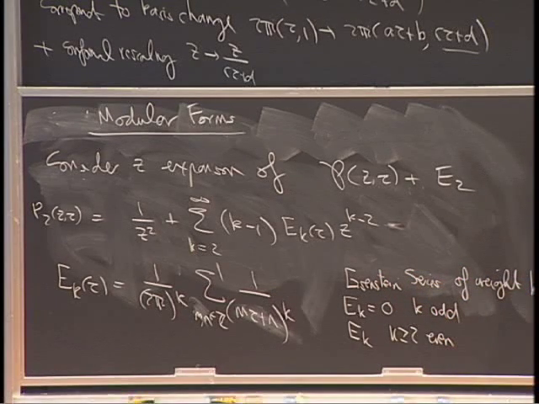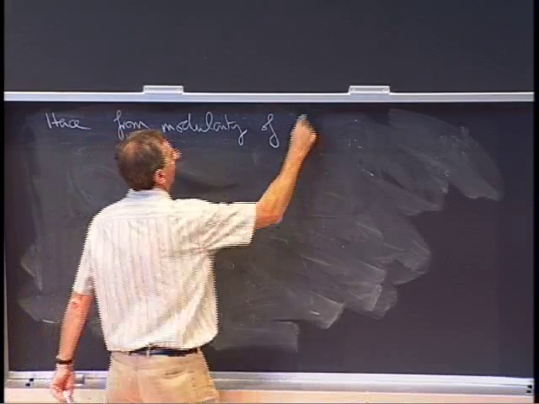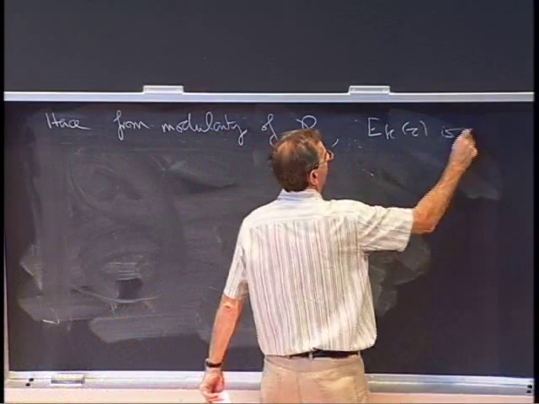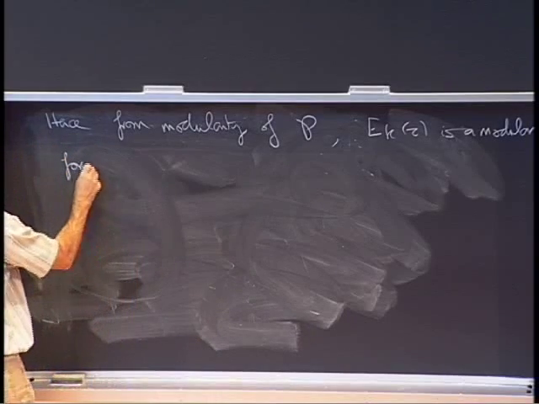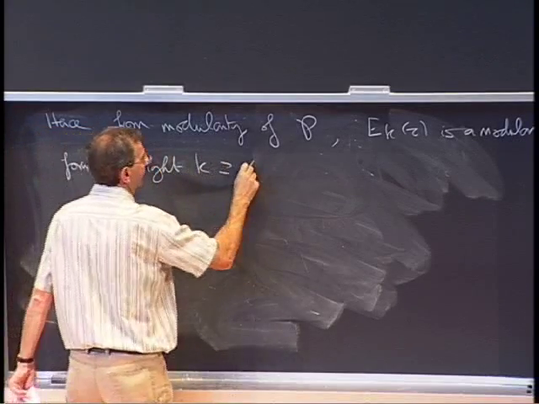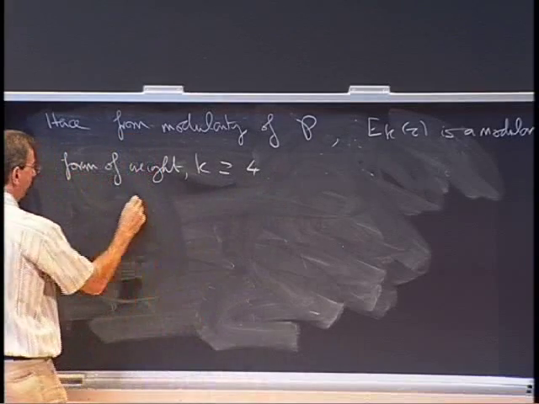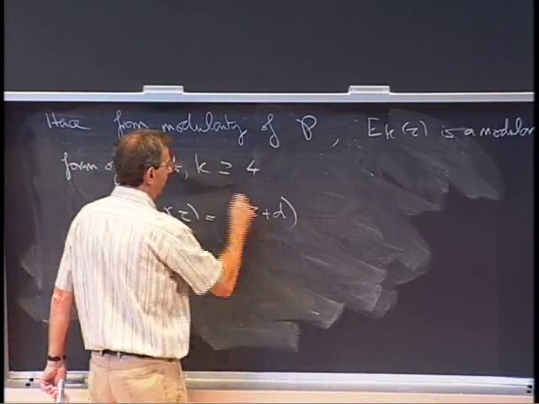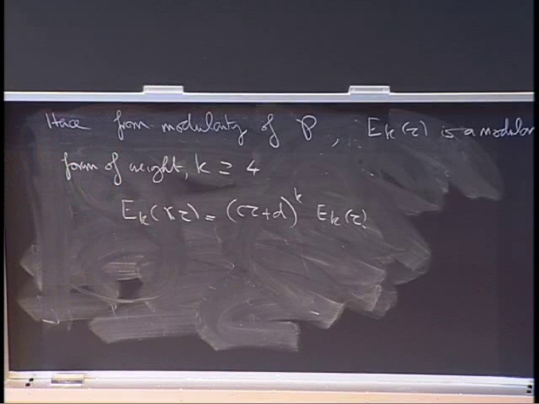By modularity of p, e_k of tau is a modular form of weight k for k greater than or equal to 4. That is, if I take e_k of gamma tau, it's the same as c tau plus d to the k times e_k. These things have appeared several times in some of the talks.